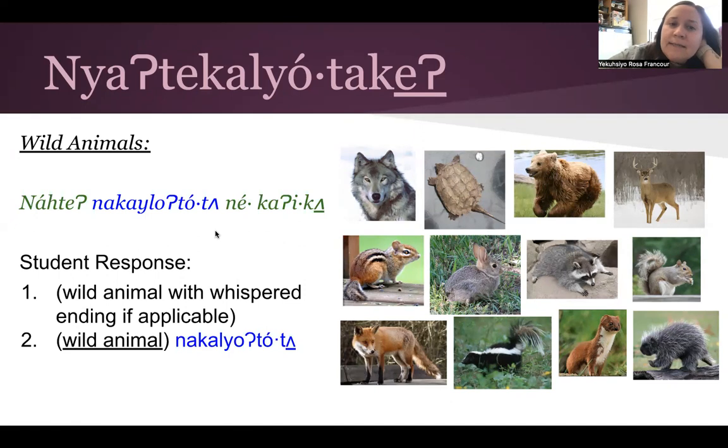I'll do a couple more. Nante nagaliotoda kaig. Jigwilandu nagaliotod. Nante nagaliotoda kaig. Let's see. Let's do one more. This last one here, way down in the bottom corner. Nante nagaliotoda gaig.